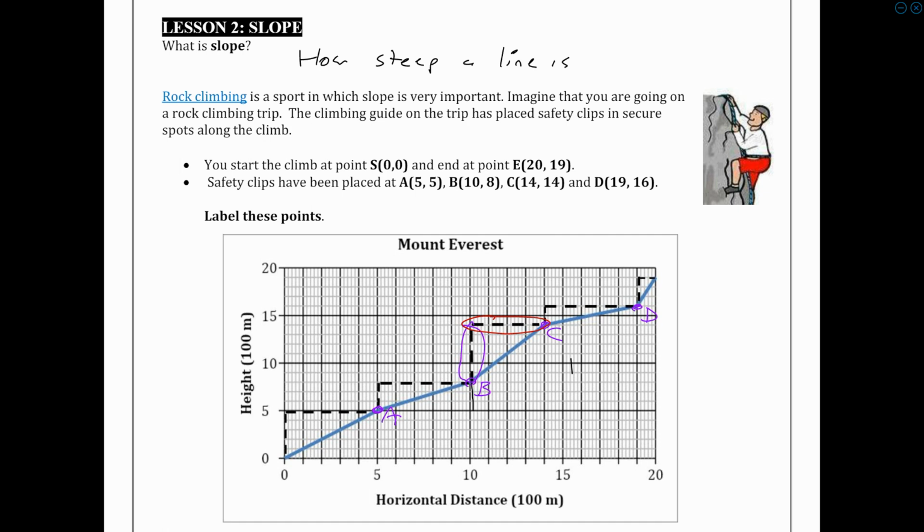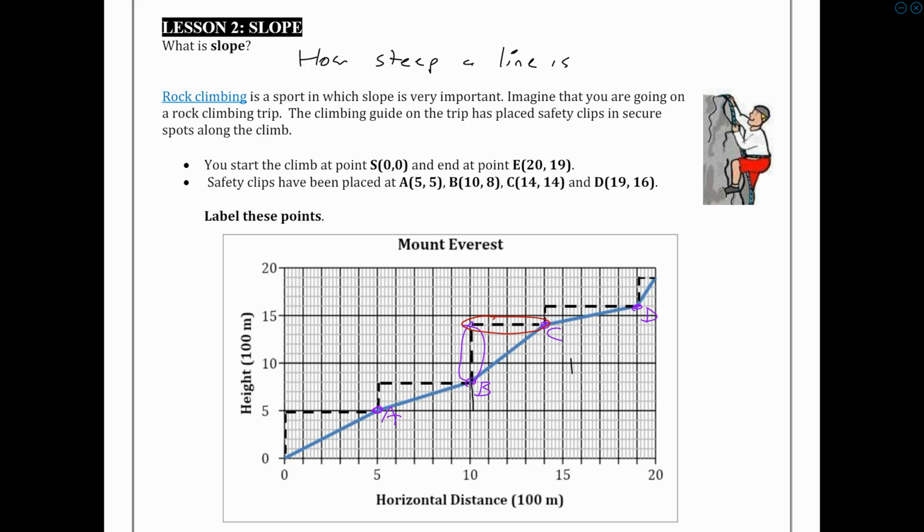At its core, when we're talking about slope, we're just talking about how steep the line is. And there is a piece included in this: slope addresses how steep the line is, but also whether it's steep going up or down, from left to right. Now, a sport like rock climbing is a sport where slope's pretty important.